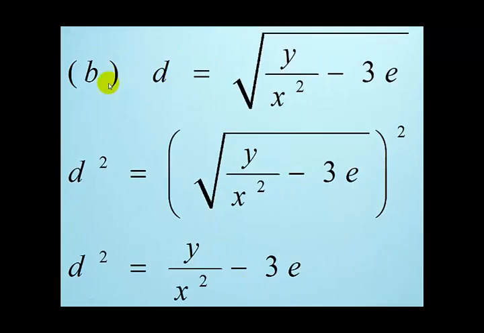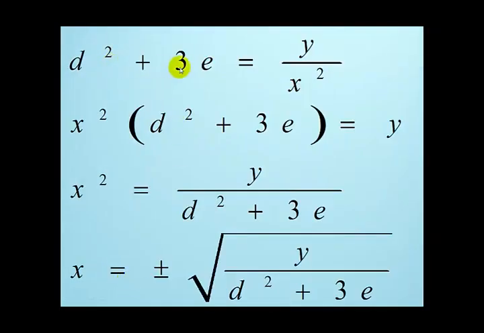Now b, given d equals the square root of y over x squared minus 3e. Because we are making x the subject, we have to square both sides to eliminate the root. So when we square the left hand side, we have d squared, and squaring the right hand side, we have the root of y over x squared minus 3e all squared. Now we have d squared is equal to, the square will cancel the root, so we are left with y over x squared minus 3e. Because we are making x the subject, minus 3e on the right hand side becomes plus 3e on the left hand side. And so we have d squared plus 3e equals y over x squared.